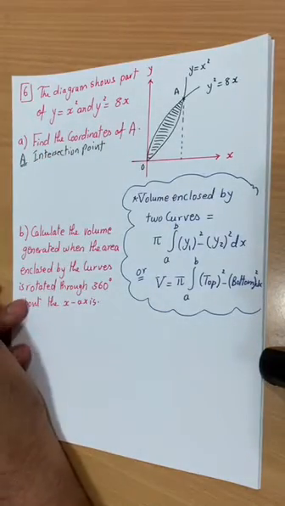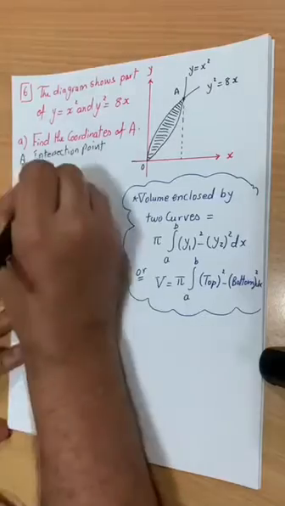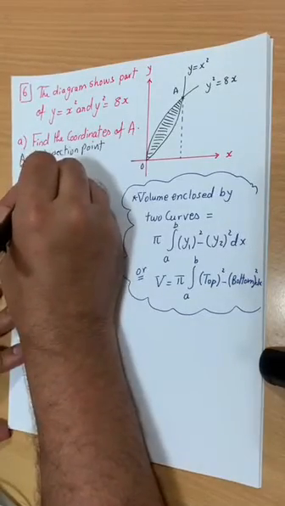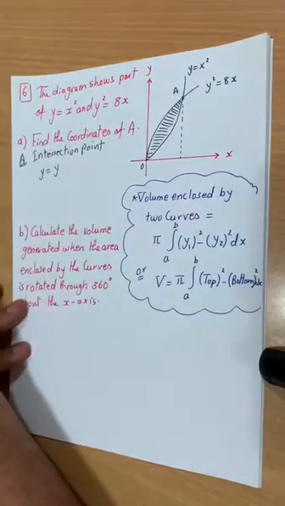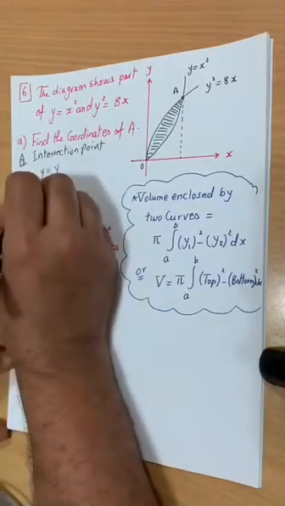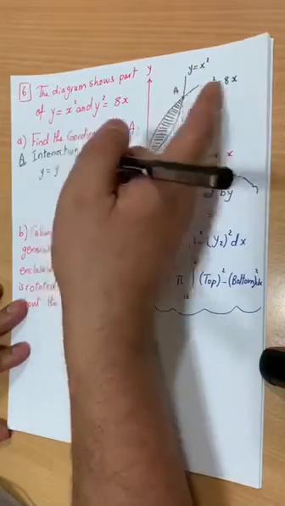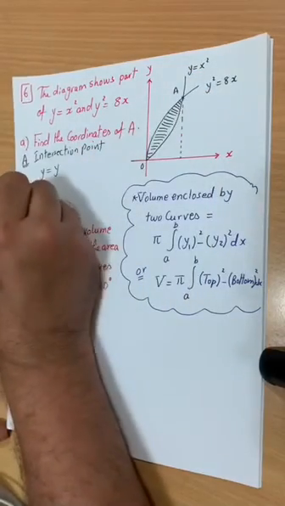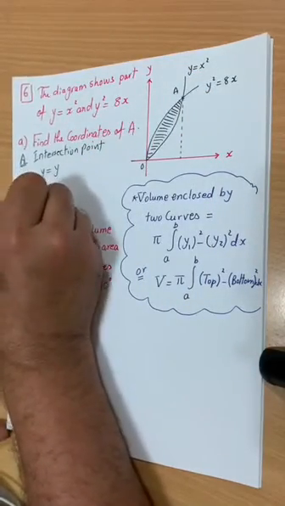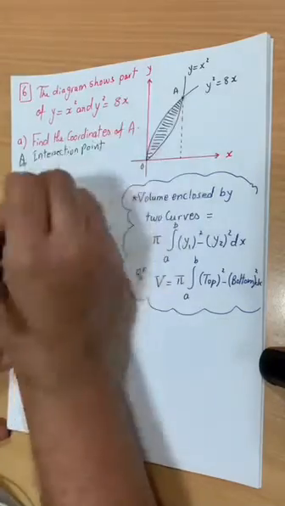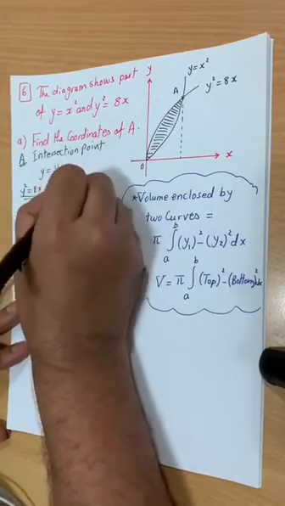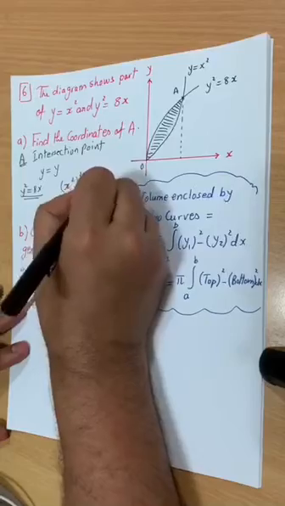How did you find the intersection point? By equating both. So you do y equals y. The point is we're going to replace y. We don't have y, it's y squared. So you're going to replace that. In the equation of y squared equals 8x, we replace y as x squared. So it's x squared all to the power of 2 equals 8x.